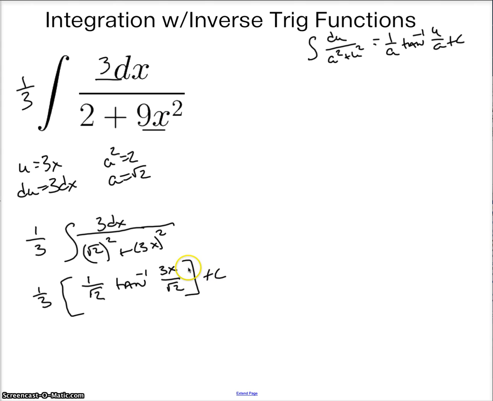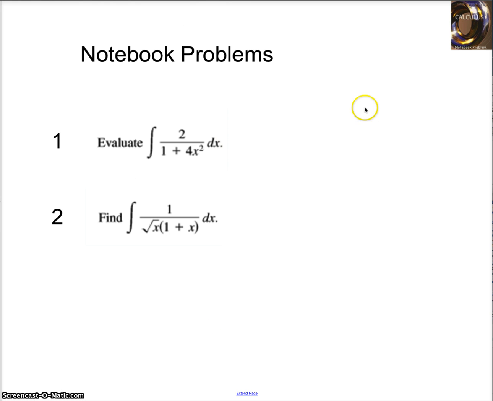Now remember I told you you have to simplify only if it makes your life easier. And I got to tell you, I can't handle having radicals in the denominator. So this becomes the square root of 2 over 6 inverse tangent of 3 square root of 2x over 2 plus c. All right, you give it a go. Stop the tape. When you're done, turn it back on. And we've got just 1 or 2 more little things to do.